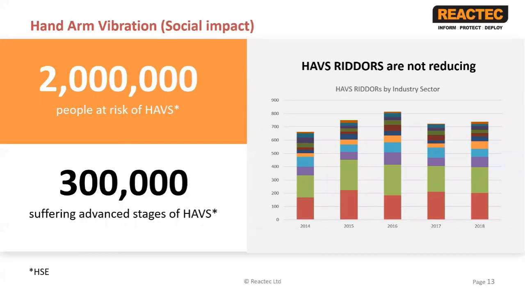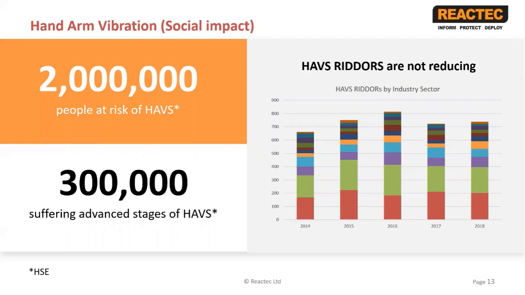The HSE assessed in 2005, when the regulations were first released, that based on the type of work undertaken, there were some 2 million people in the UK at risk of developing hand-arm vibration syndrome, just based on the nature of the work that was undertaken. And at that time, it was assessed that around 300,000 people within the UK were suffering advanced stages of hand-arm vibration syndrome.